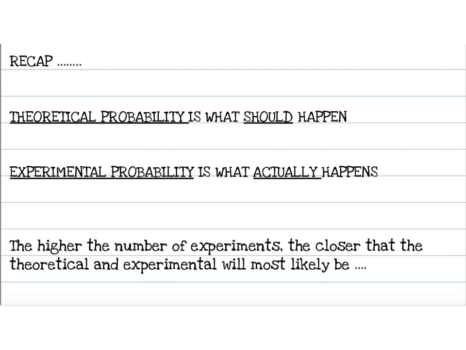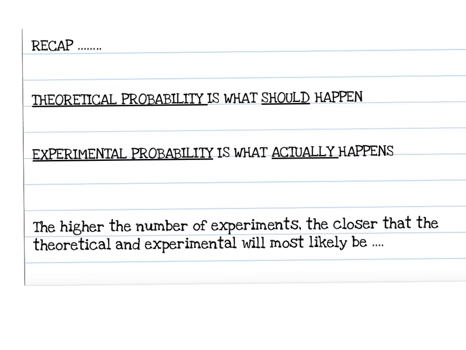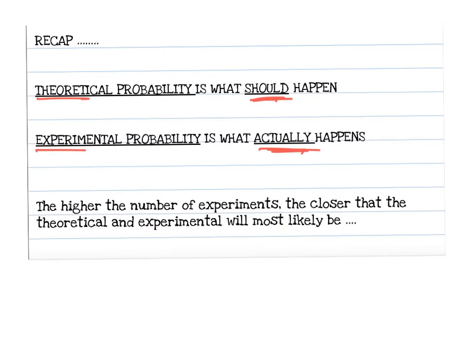So just a quick little recap before the ones that I want you to submit. Theoretical probability is what should happen. Without doing an experiment, what do we think should happen before anything happens? And then experimental, what actually happens? What should happen? What actually happens? Think, do. The higher the number of experiments, the closer the theoretical and experimental probability will likely be.